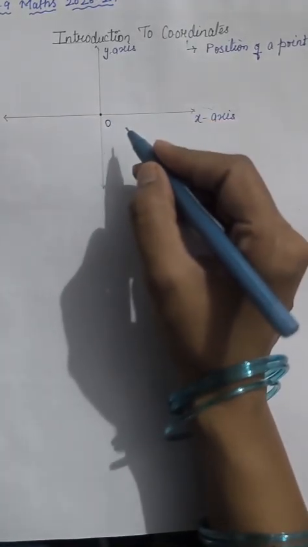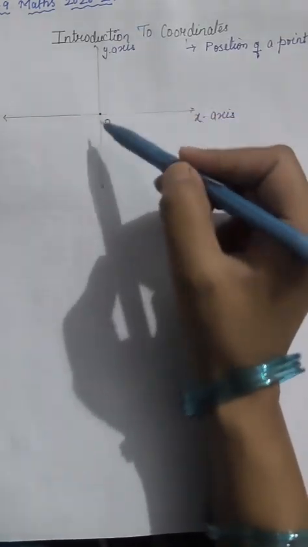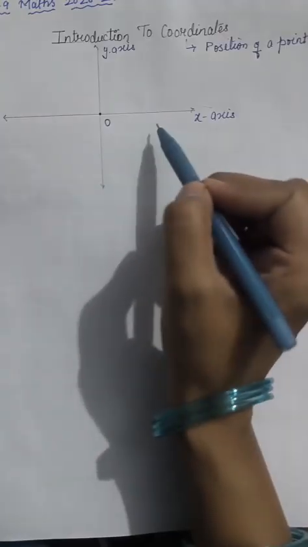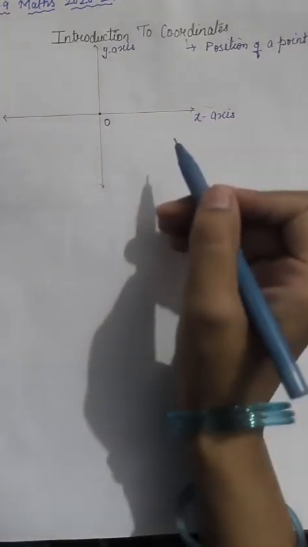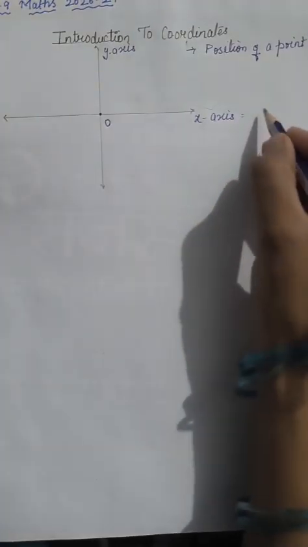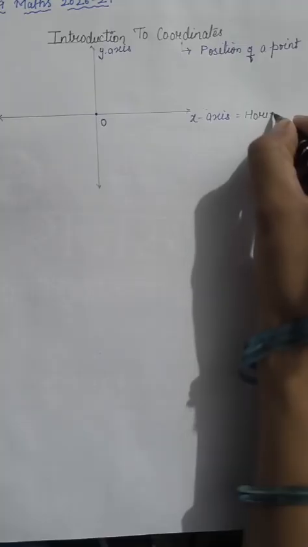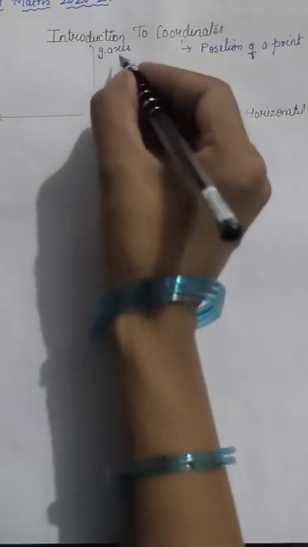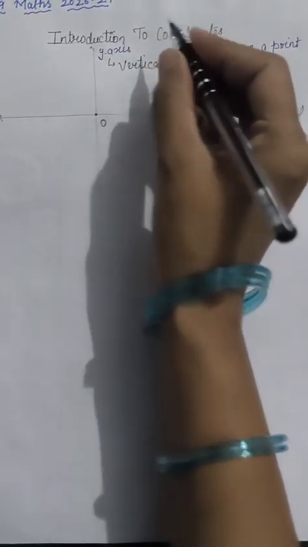To locate a point on a plane, we use two perpendicular lines. The horizontal line is called the x-axis and the vertical line is called the y-axis. The point where these two lines intersect is called the origin. We represent the origin by the letter O. That is all I have already told. So here we can write, x-axis is equal to horizontal line, and this y is vertical. Am I clear to all?